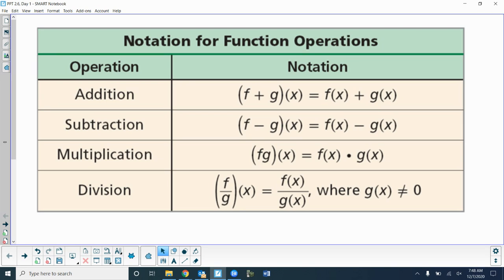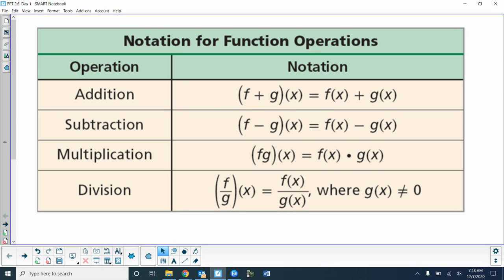All right, so again, you'll see f plus g of x, which means it's just whatever f of x is plus whatever g of x is. And they'll give you what f of x is and g of x is. And then f minus g of x just means subtract the two functions. And then fg of x means multiplication of the two functions. And then f divided by g just means divide the two functions. Okay, so that's all it is.